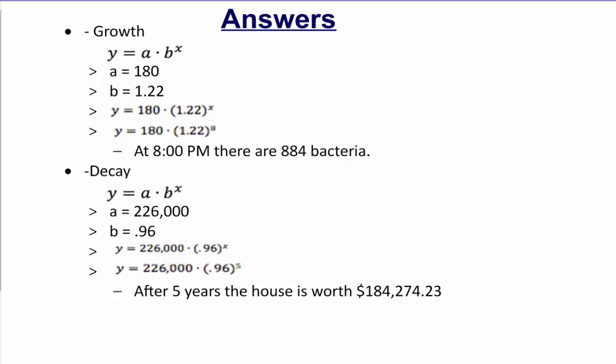So here are the answers for each question. Our first one, we have our general equation. Then we have our a value of 180, our b value of 1.22. We have our equation, 180 times 1.22 to the x. And then right here, I didn't show you the table. I showed you what it would look like if I entered in 8 for x right here. And then the answer would be 844 bacteria at 8 p.m.